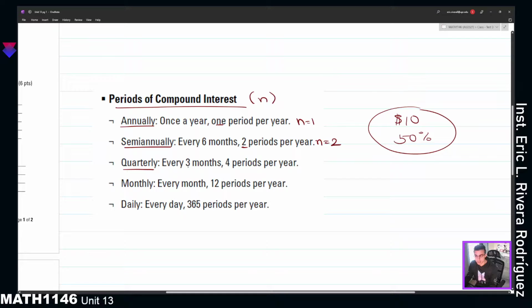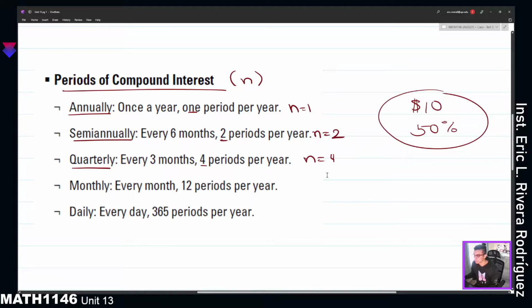All right. So quarterly, every 3 months. Careful here, because every 3 months means 4 periods per year, so we have n equal to 4. Monthly, every month, means 12 times per year. And daily means every day, and in financial scenarios, they consider a year to be 365 days.